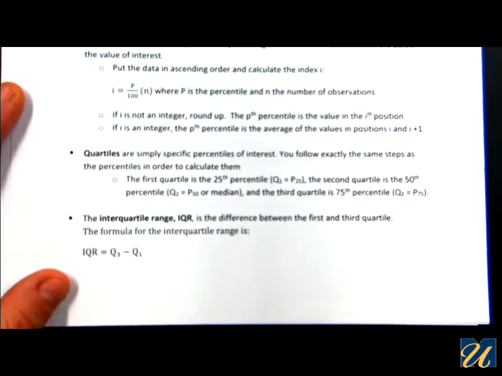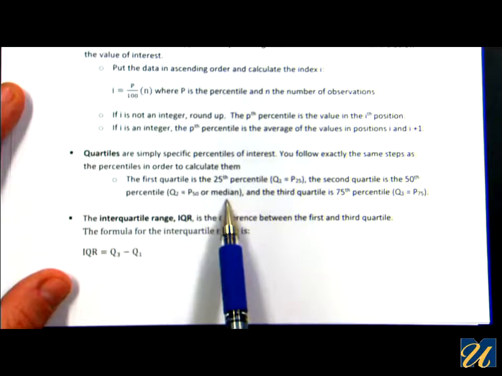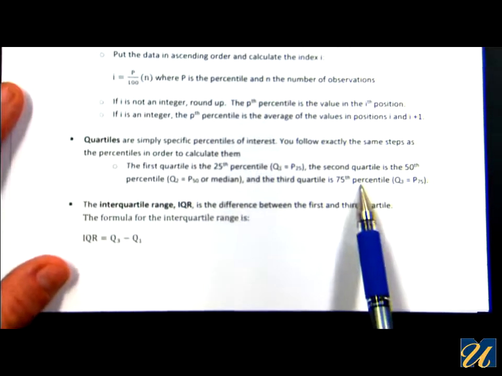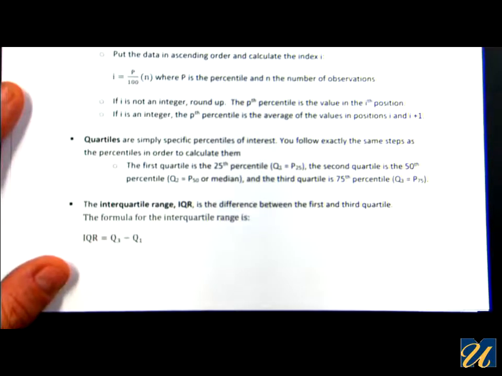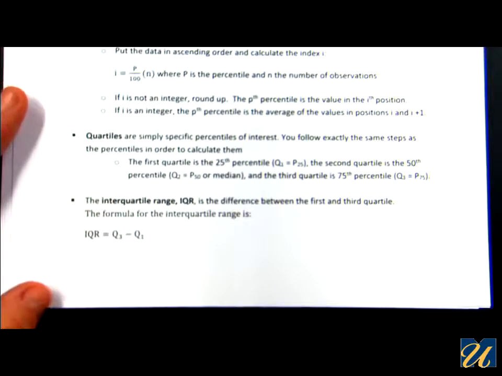Quartiles are nothing but specific percentiles. We have 3 quartiles: Q1, Q2, and Q3. Q1 is P25, Q2 is P50, also known as the median, and Q3 is P75. So you calculate them the same way as the percentiles. The quartiles will separate your data set into 4 equal parts. The interquartile range is the difference between the first and the third quartile. IQR equals Q3 minus Q1.